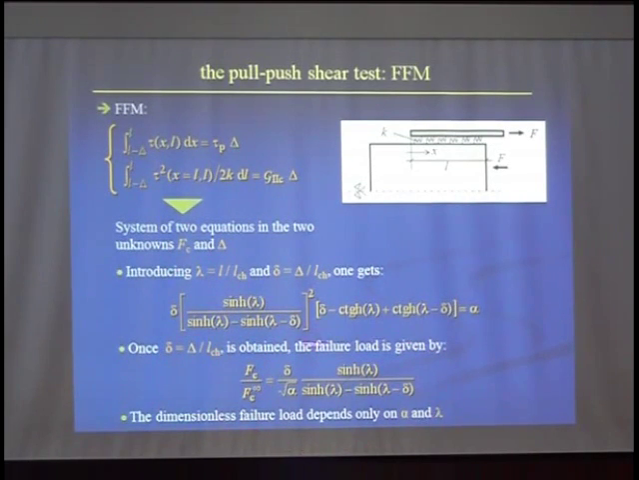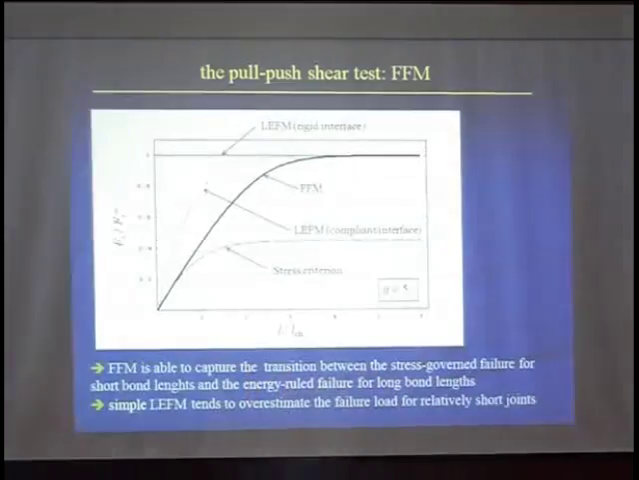and we can get here the dimensionless failure load, which depends only on two dimensionless parameters. One parameter is alpha, ruling the brittleness of the interface, and the second parameter is lambda, which is the ratio between the bond length and the LCH.